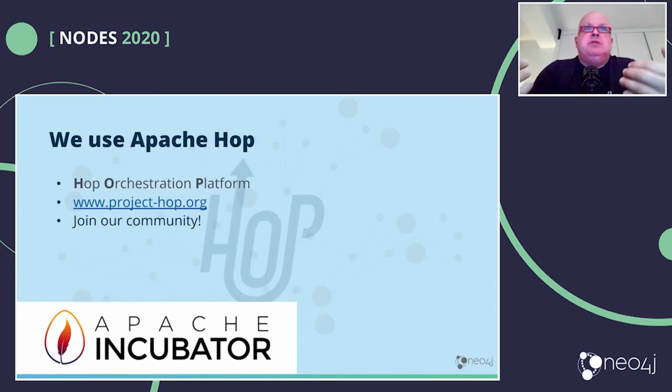We're using Apache Hop. It's the Hop orchestration platform. You can visit it at projecthop.org. So if you see a fancy GUI flow around or something, feel free to give it a try and join our community. That's the point of us doing an Apache incubator cycle.